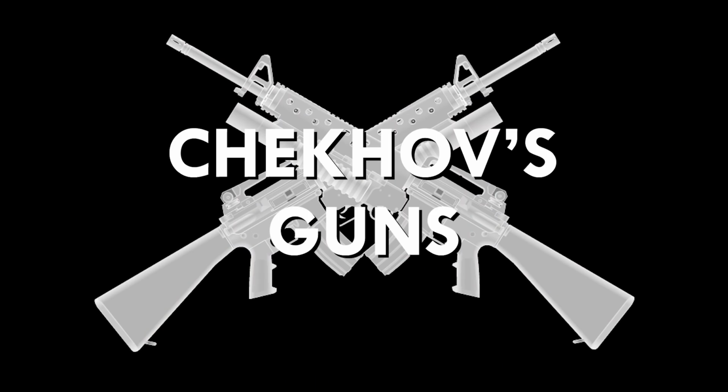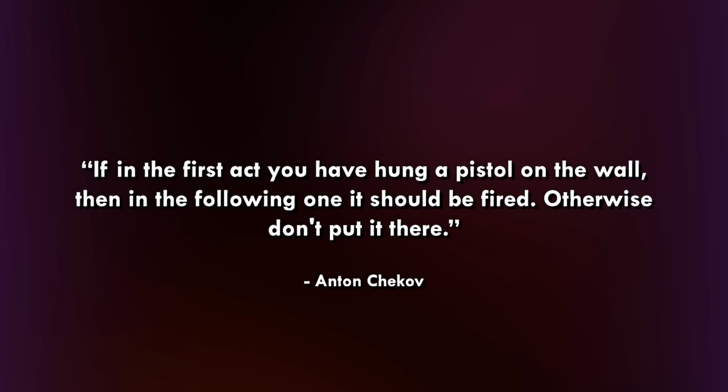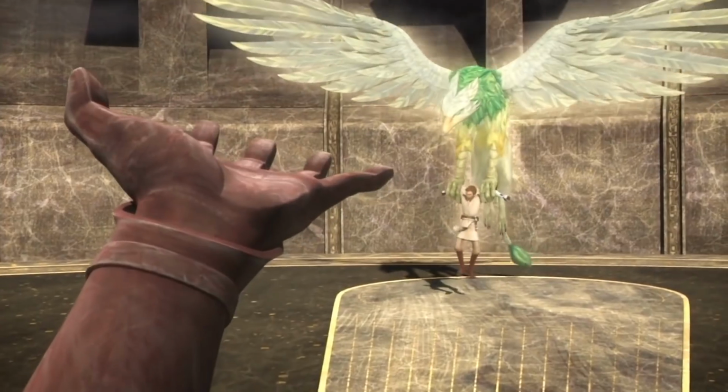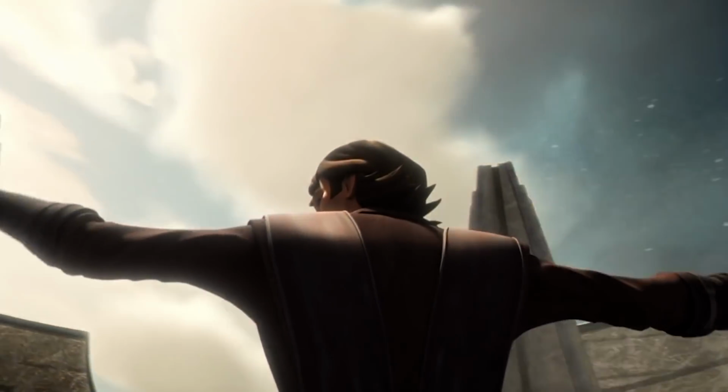The second thing is the use of a literary tool called Chekhov's guns. You've probably heard one of its many variations before. If in the first act you have hung a pistol on the wall, then in the following one it should be fired. Otherwise, don't put it there. And in reverse, a gun that goes off in the third act should be set up beforehand.